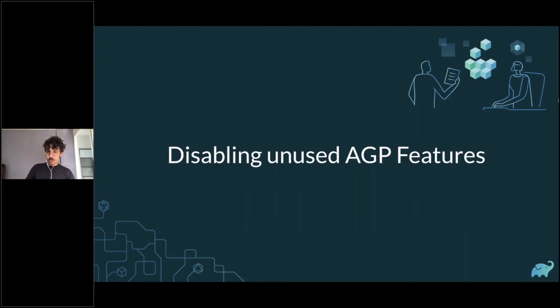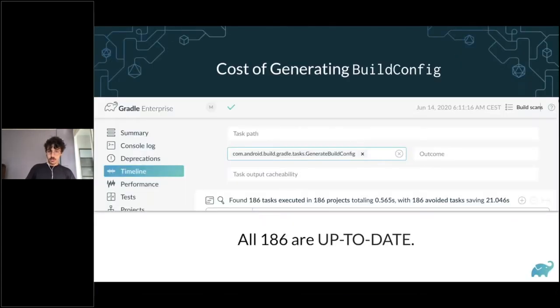This is a cool new feature in the Android Gradle plugin 4.0. You can disable unused features. So what are unused features, right? So let's talk about the cost of generating the build config file. So this is a relatively large Android build with 186 projects, and so there's 186 generate build config tasks, and that adds about half a second to the execution phase of this build. But if you look at the avoidance savings, it's saving even more than that. It's about 21 seconds. So, if the build config weren't up to date, it would have spent even more time.